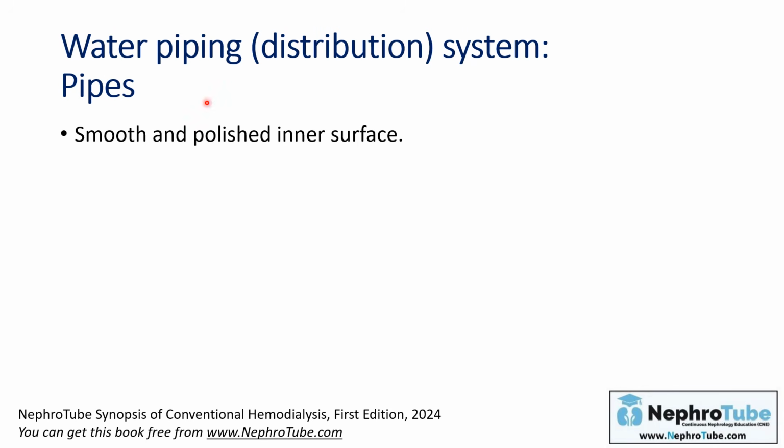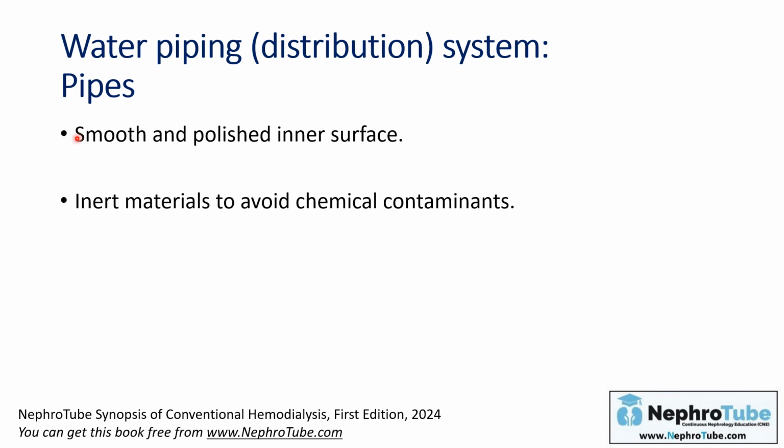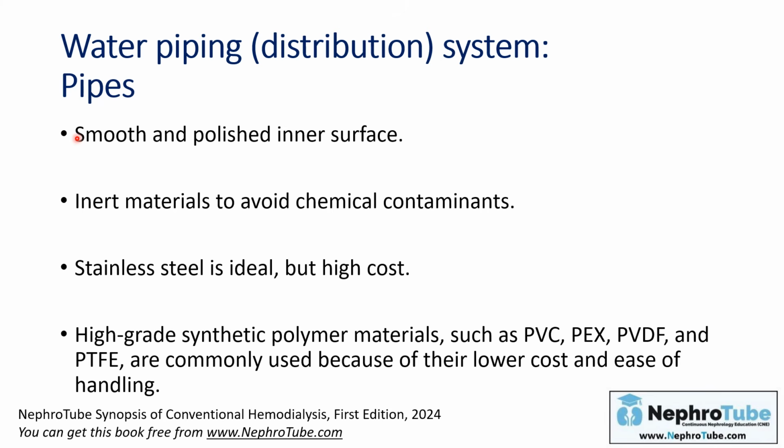The second point in the distribution, what about the pipes themselves? The pipes must be or should be of a smooth, polished inner surface, and they must be formed of inert materials to avoid chemical contamination. Stainless steel is ideal actually, but the main disadvantage of the stainless steel piping system is the high cost. So the most commonly used actually are the high-grade synthetic polymer materials. The most commonly used here in Egypt is the PVC pipes because of their lower cost and the ease of handling.